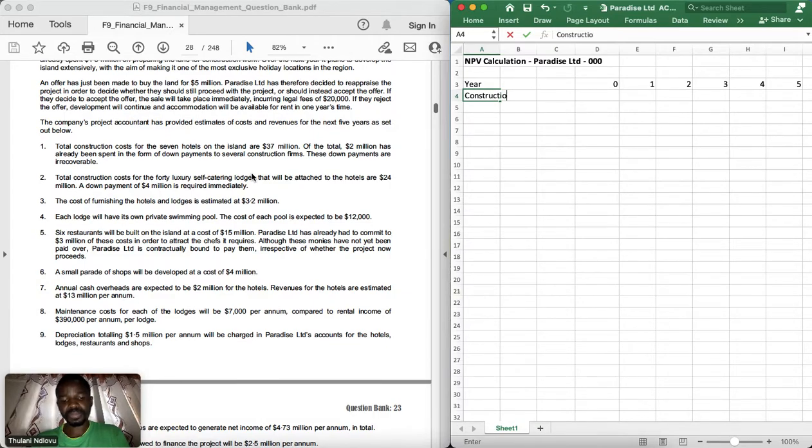So let's start with construction of hotels. We are working everything in thousands, so we'll say 37,000 minus 2,000 that is already spent.